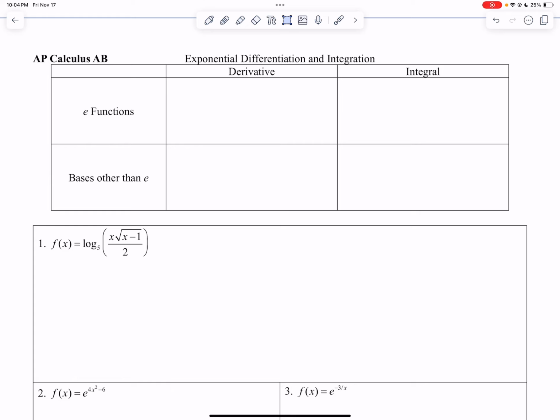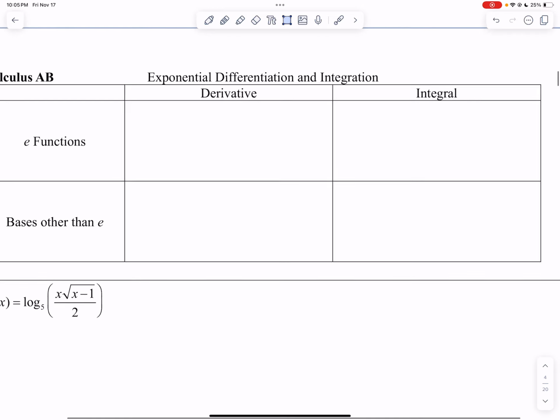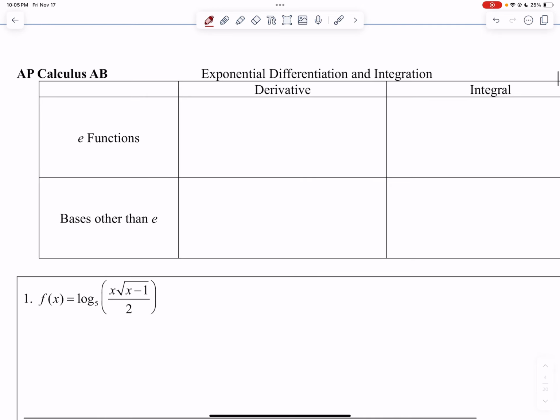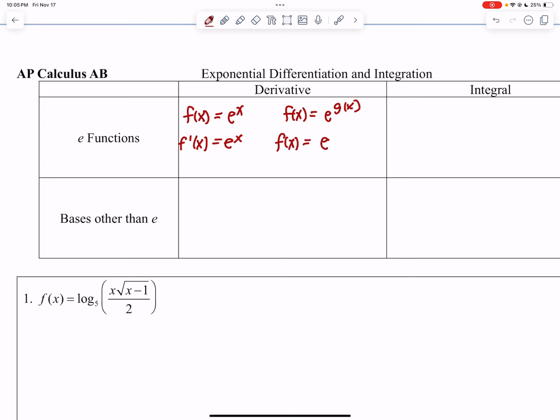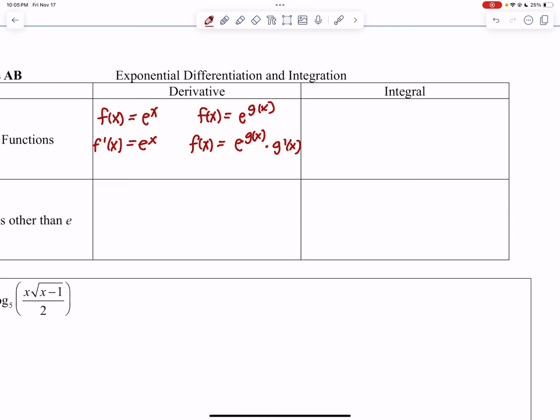Alrighty, in this video, we are going to be talking about exponential differentiation in terms of e functions and bases other than e. So thinking back about Unit 2, remember that if we have e to the x, the derivative is just e to the x. Now let's say that you have a function as your exponent. Let's say that you have g of x. Then remember, using chain rule, your derivative of that is going to be e to the g of x times g prime of x. Nothing too hard there.